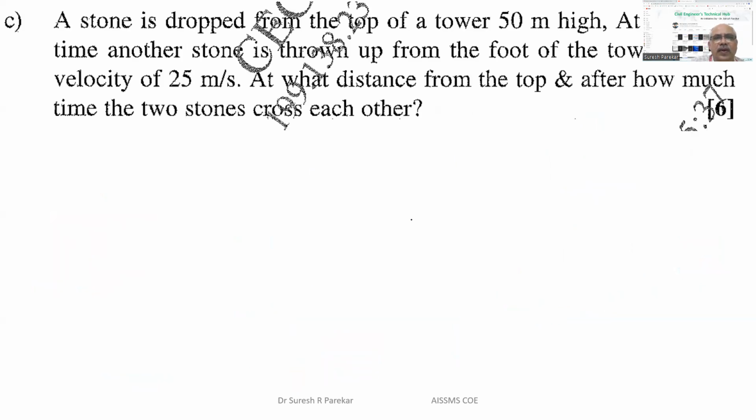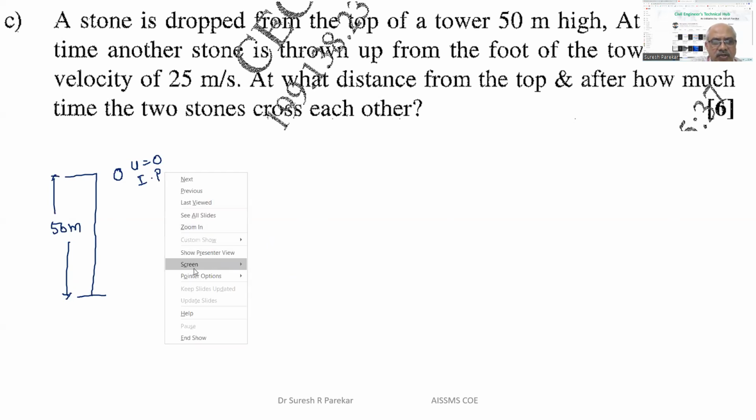A stone is dropped from the top of a tower 50 meters high. So we have a tower, and this distance is 50 meters. A stone is dropped. So drop means we have initial velocity 0. This is its initial position. At the same time, another stone is thrown up from the foot of the tower with a velocity of 25 meters per second. So I will draw another one.